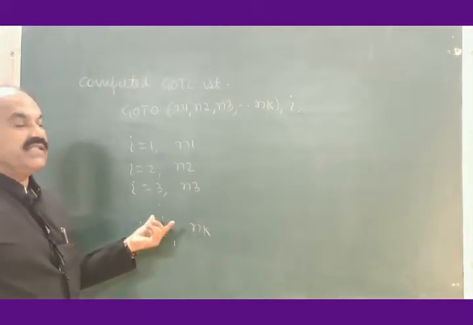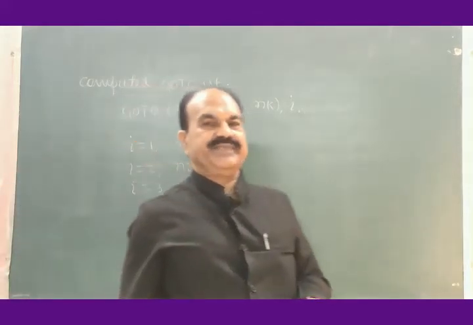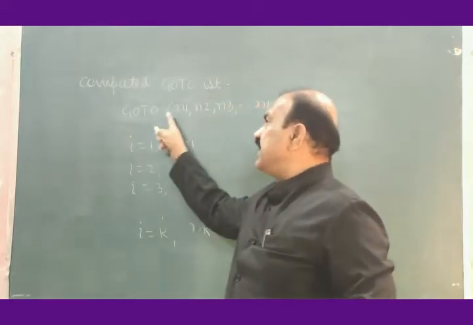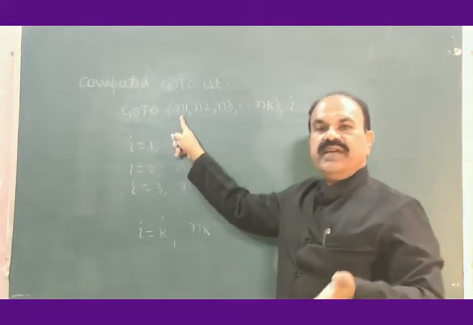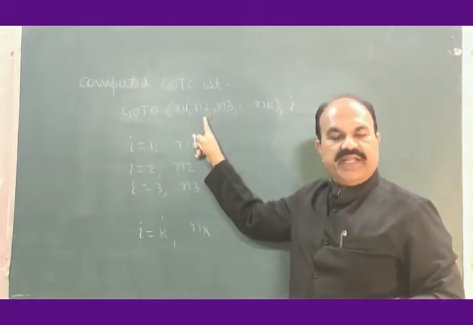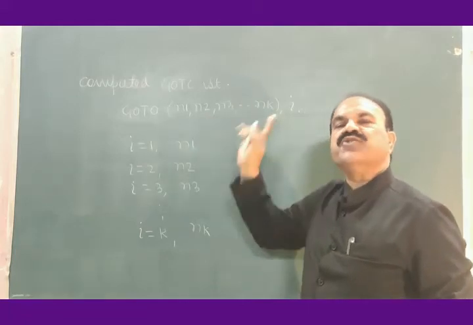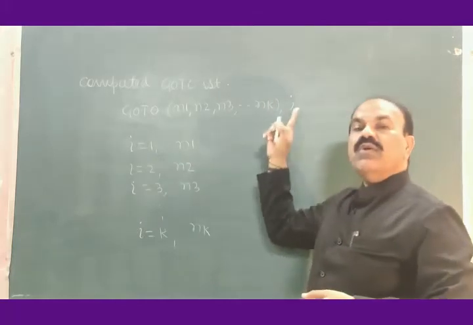It means that here you can have multiple branching. The control may either be transferred to the statement with statement number n1 or to the statement with statement number n2 or to the statement with statement number n3 and so on. And it is decided by the value of this I.